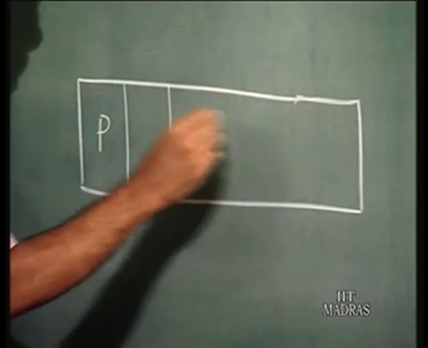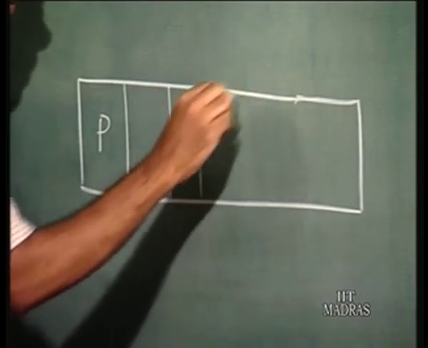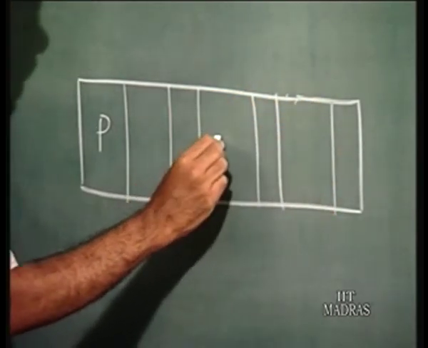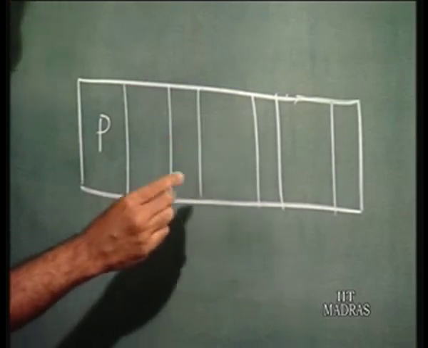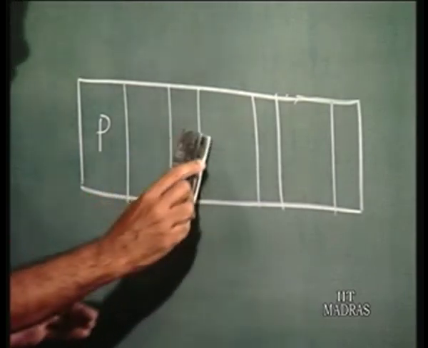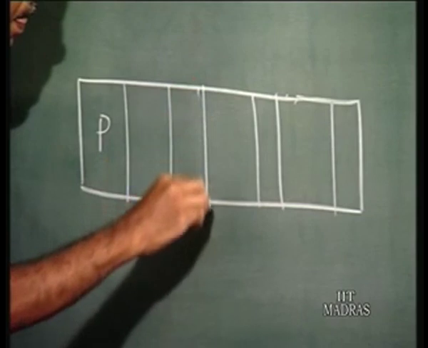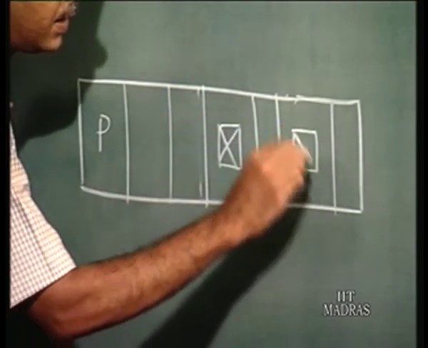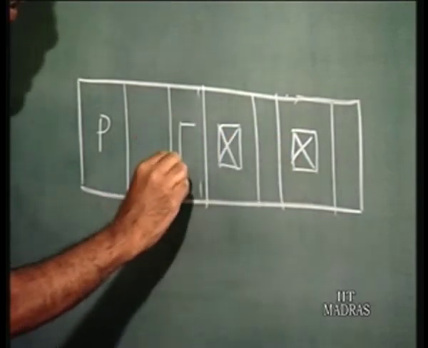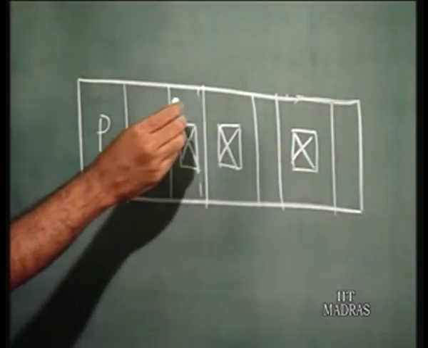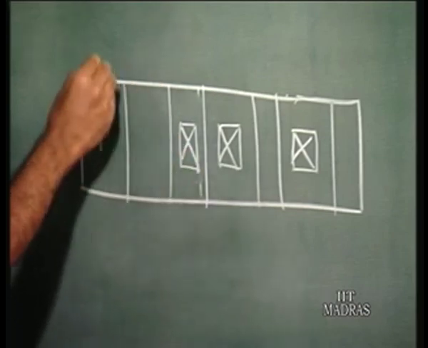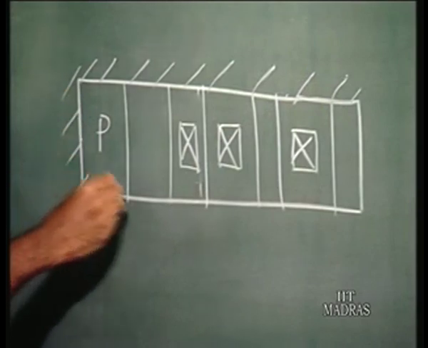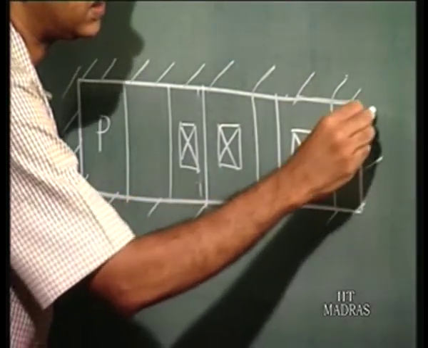So this is the PNP region, and these are the collectors. This is one collector, this is another collector, this is the base contact. The entire region is P, and this is the oxide region. This is oxide all around.